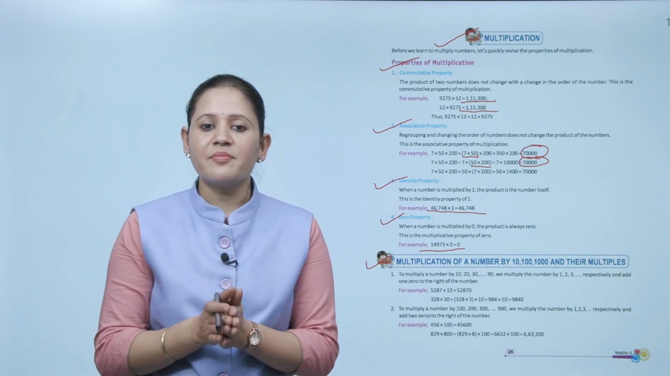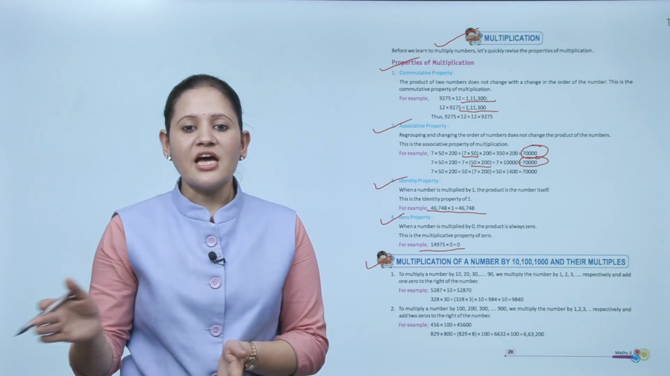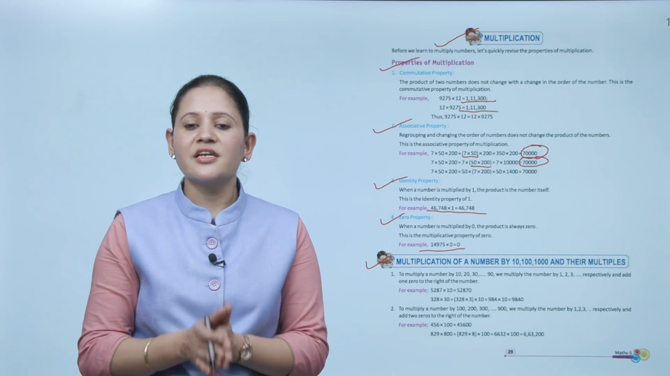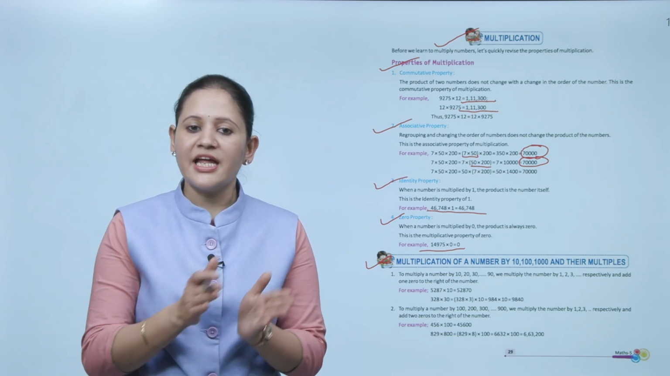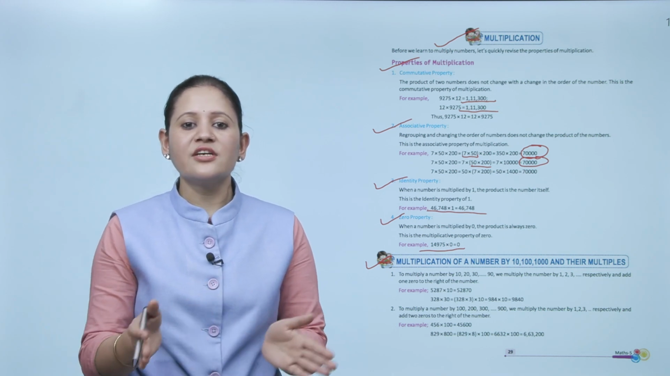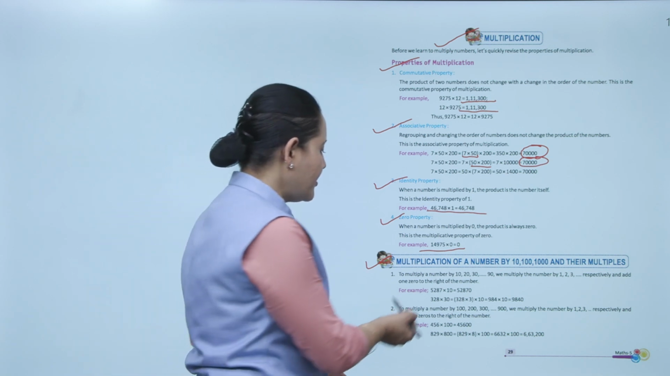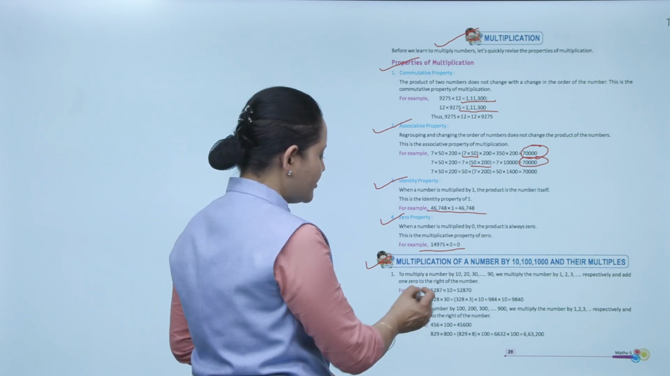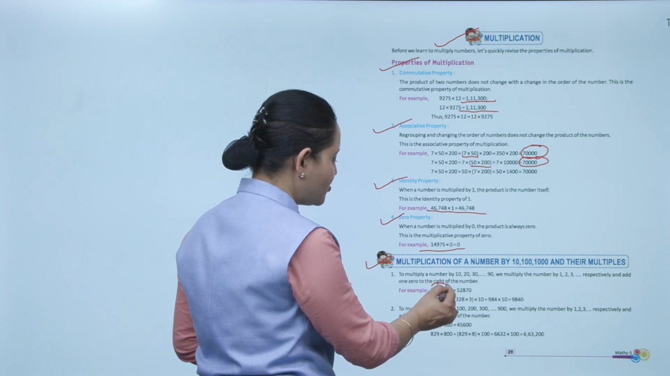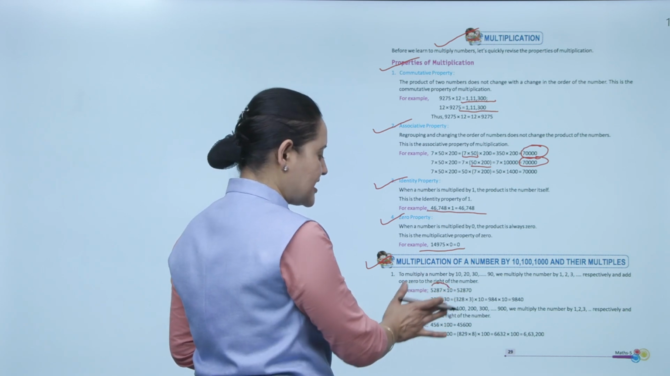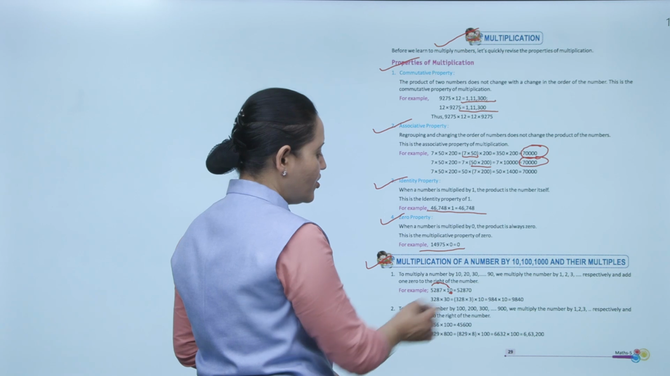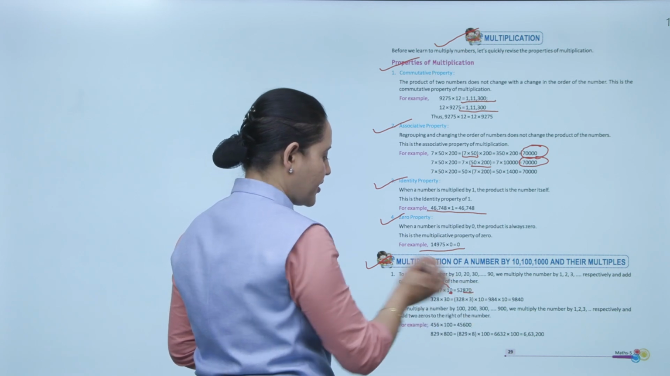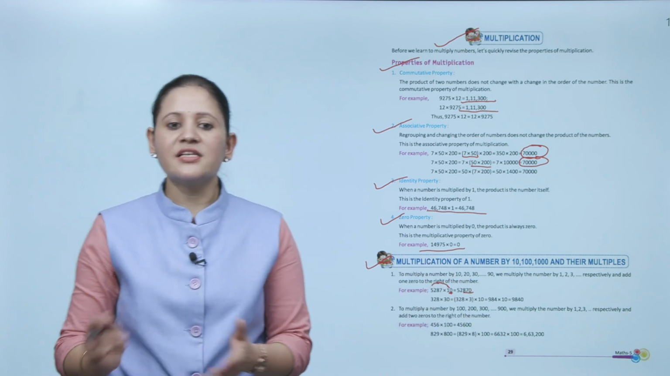To multiply a number by 10, 20, 30 and so on, we multiply the number by 1, 2, 3 respectively, and add 1 zero to the right of the number. Like here, we have to multiply 5,287 by 10. So simply we multiply these two numbers. 1 से multiply करेंगे, same number आ गया. There is 1 zero, so we'll put 1 zero to the right of the product. So this is the answer.